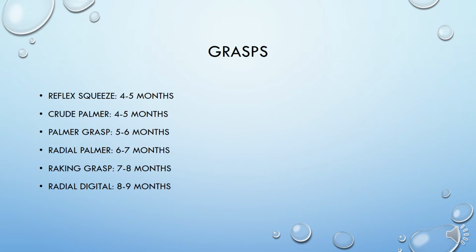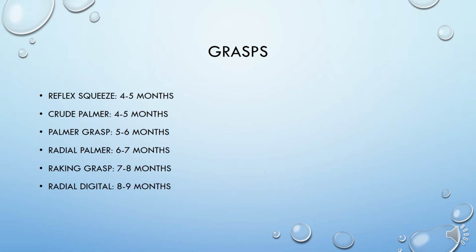Anyway, so 4 to 5 months, we're going to have a reflex squeeze and a crude palmar grasp. And be sure to be looking at the pictures while we're talking about this. So take a moment to get that handout out, so you can be familiarizing yourself with these grasps. So essentially these grasps, the reflex squeeze, the crude palmar, and the palmar grasp are all right around 4 or 5 months, and they're in the ulnar or center of the hand. So they start in the ulnar side. The crude palmar grasp is more ulnar in the grasp, and then the palmar grasp is more central, and then the radial palmar grasp is more on the thumb side of the hand.